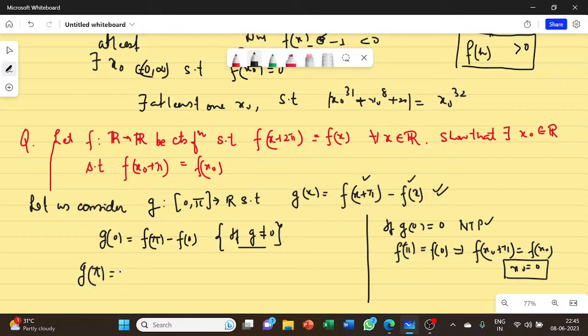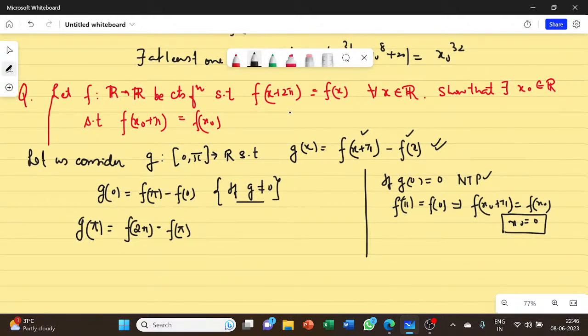Okay, so your g pi would be simply, if I see my expression, f of 2 pi minus f of pi. Is that clear? Let me check if everybody's there or not. So is that clear or not? Just let me know so that I'll move forward.